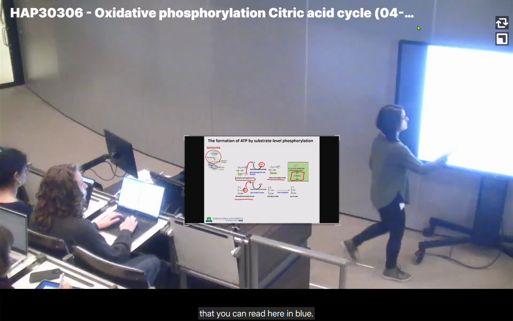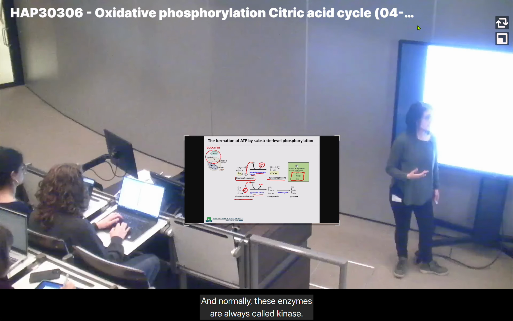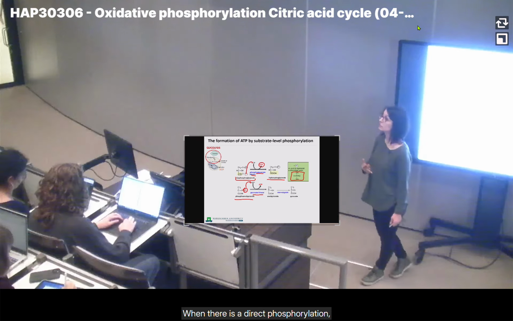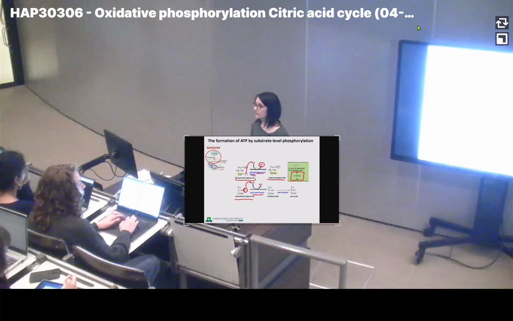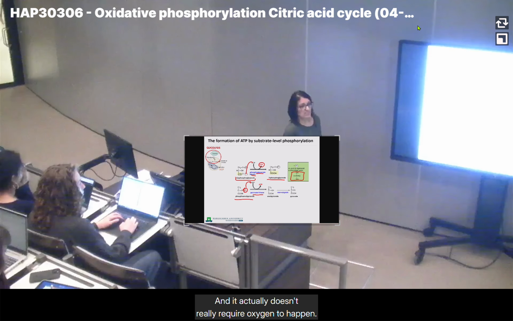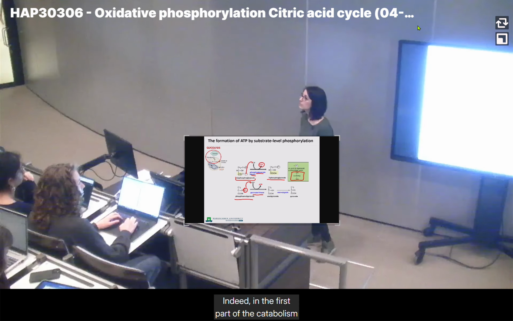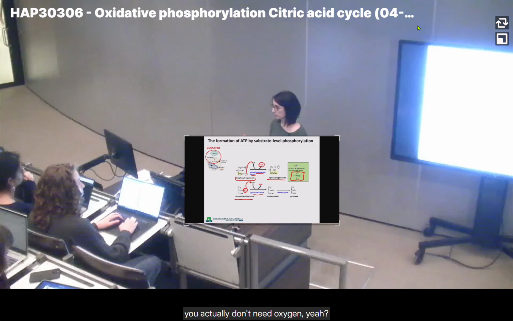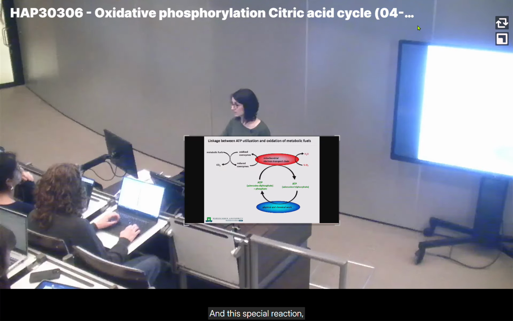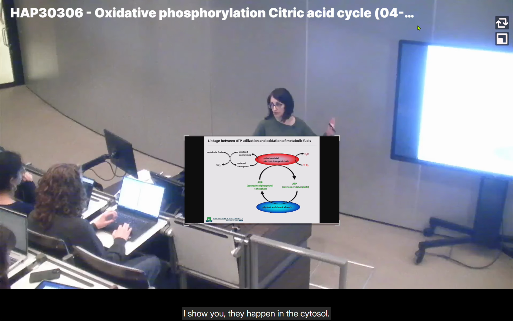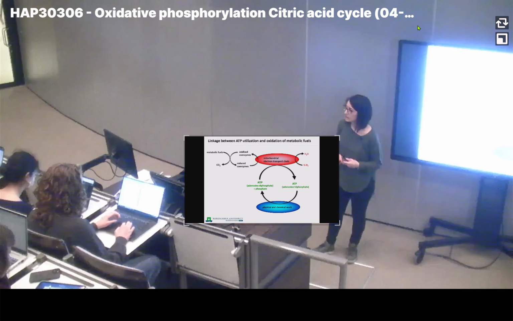enzyme that has to work, that you can read here in blue. And normally these enzymes are always called kinase. When there is a direct phosphorylation, you normally always have a kinase working. And it doesn't really require oxygen to happen. Indeed, in the first part of the catabolism of glucose, in glycolysis, you don't need oxygen, yeah? And with this special reaction I show you, they happen in the cytosol. But we will also have some in the mitochondria.